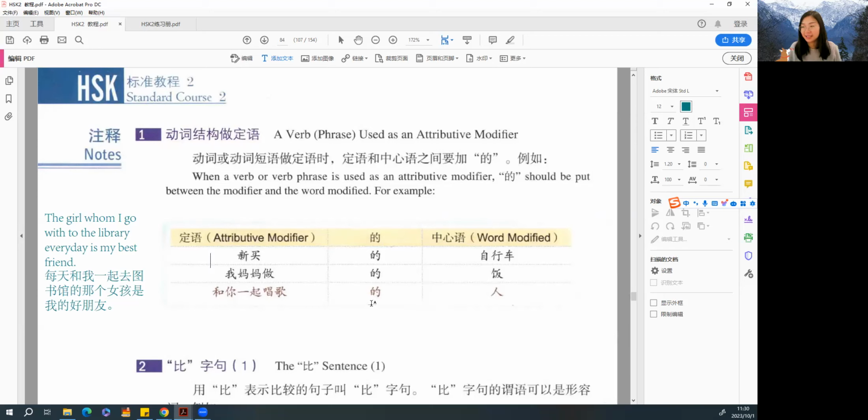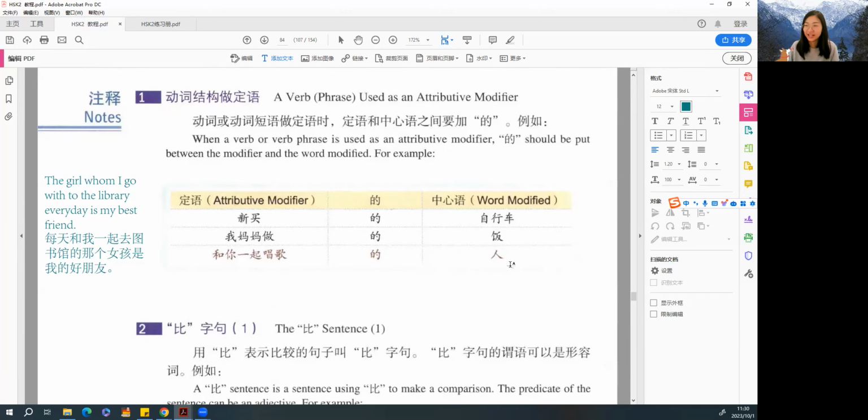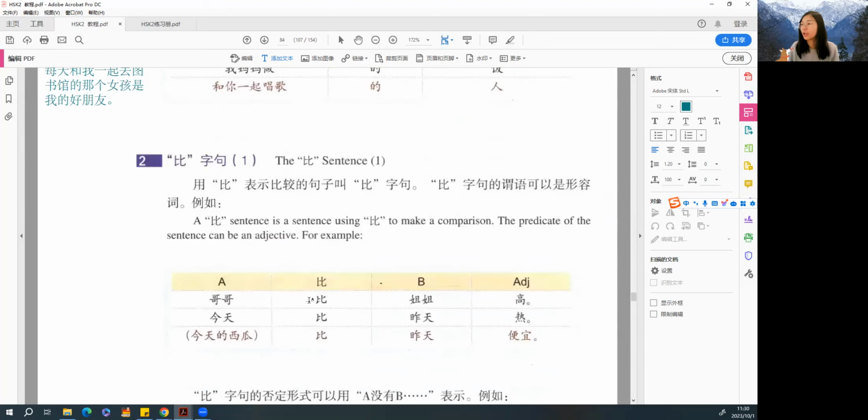和你一起唱歌的人, that's from our text in last class. So the person who or the person that sings with you together. And then that's 比, B. So please do not forget the pinyin here. It's bǐ, B, I, third tone. So it's a sentence to make comparison here.